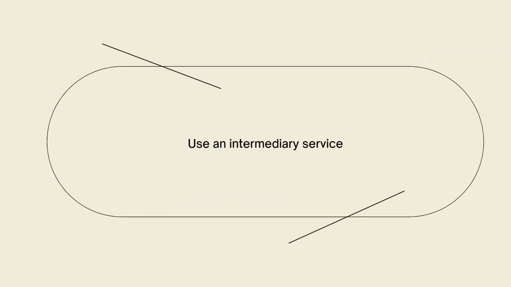Okay? So the second is use an intermediary service. So there are online platforms or exchanges that allow you to exchange funds between different payment systems. You can search for trusted third-party services that facilitate transfers between Skrill and PayPal. Keep in mind that using third-party services may involve additional fees and potential risks. So make sure to do thorough research and choose a reputable service.